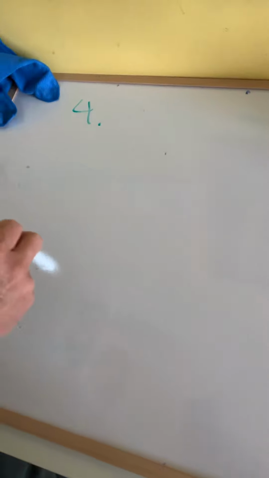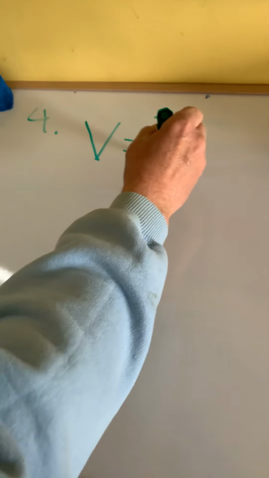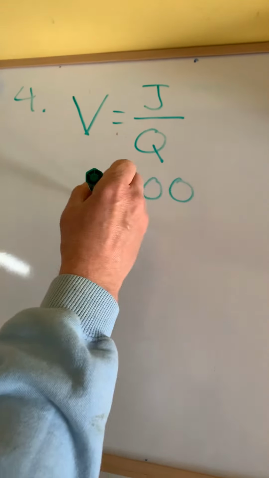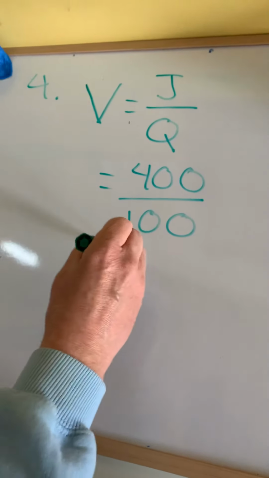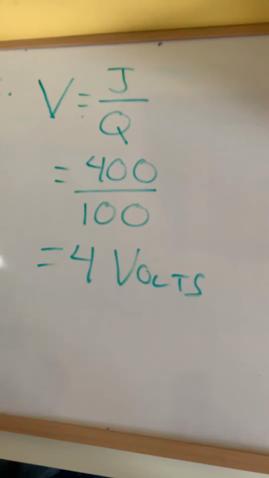Number 4, I think this is an easier one again. We're given 400 joules and 100 coulombs, and we're asked how many volts. So we've got to identify the right triangular equation. Voltage equals joules over charge. 400 joules over 100 coulombs. There's a nice easy one to do. 4 volts.